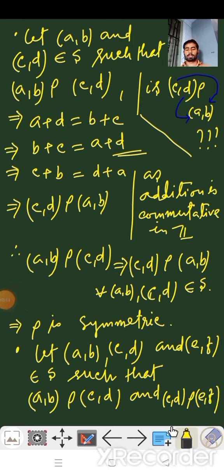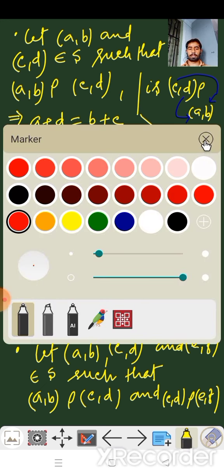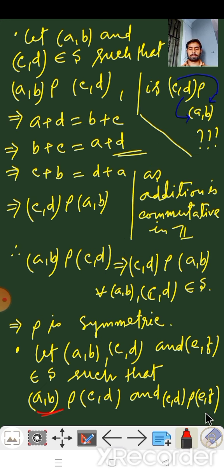Okay, we will check that AB is related to EF or not. Since the ordered pair CD is common here, we have assumed that AB is related to the ordered pair CD and CD is related to the ordered pair EF. This common ordered pair we have to eliminate, that is, we have to check whether the first ordered pair AB is related to the last ordered pair EF or not.